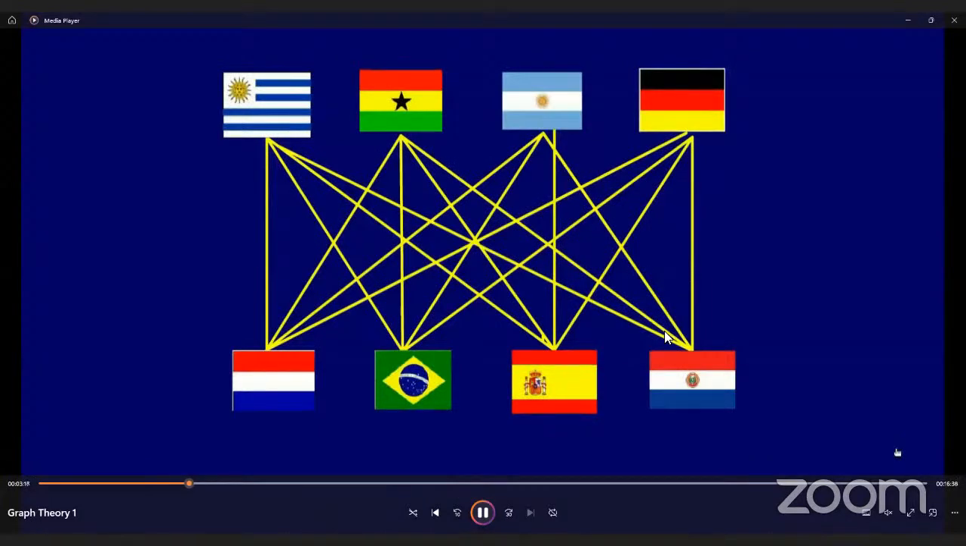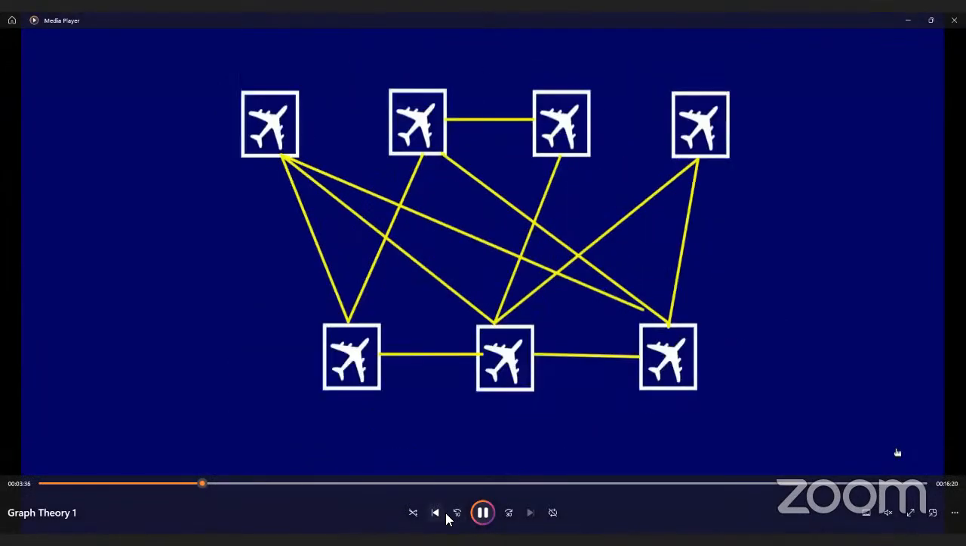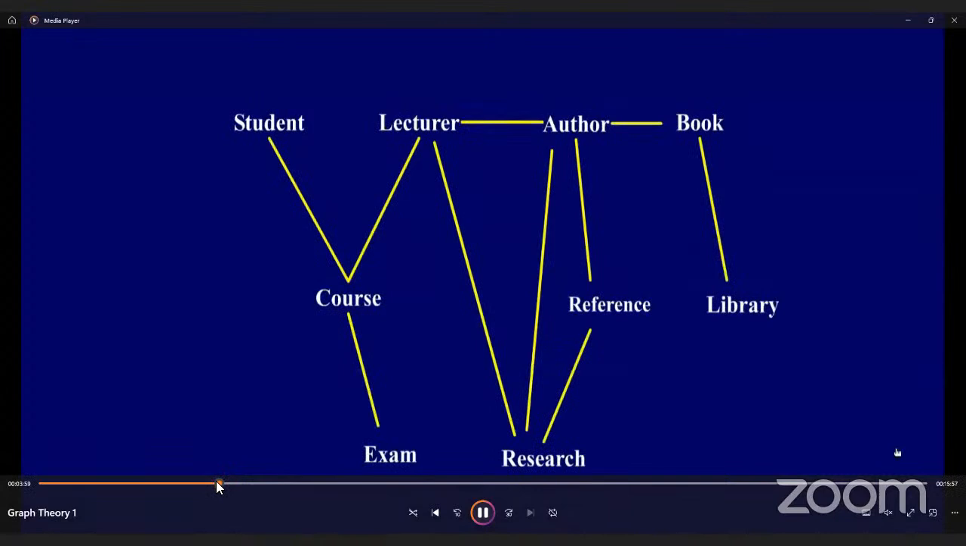Again, it can be countries and the relations between those countries, or airports and the connections between airports, or other things you can do. So it is also a database: the relations between the tables. These are tables in the database, and these are the relations between the tables.